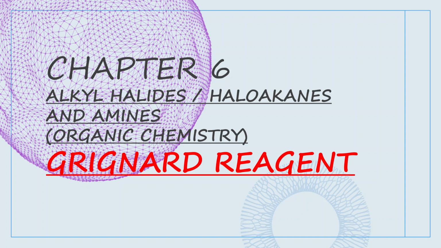This is chapter 6, which is organic chemistry, and the name is alkyl halides, also called haloalkanes, and amines. The topic that we will study today from this chapter is the Grignard reagent.